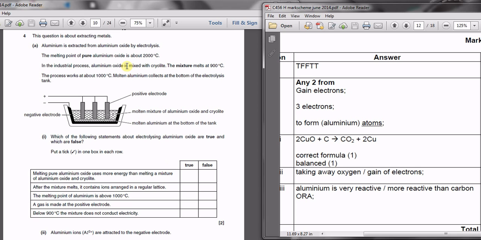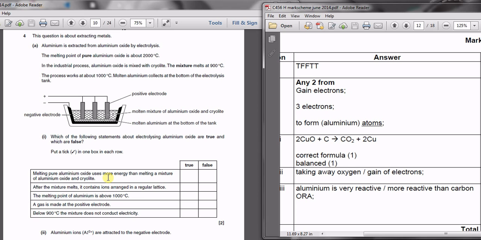If we look at the information given above the diagram, it tells you that the melting point of pure aluminium oxide is around 2000 degrees Celsius, whereas melting the mixture is 900 degrees Celsius. Therefore, melting the pure aluminium oxide would take more energy, so this statement is true.